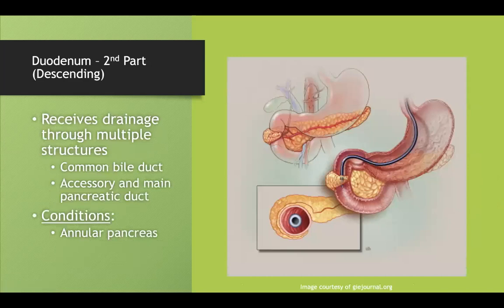And here you can see it again. It's at the second or descending portion of the duodenum, and I talk about this in our small intestine lecture. You can have this ring of tissue that's just constricting everything, and it won't allow food to get through this area.